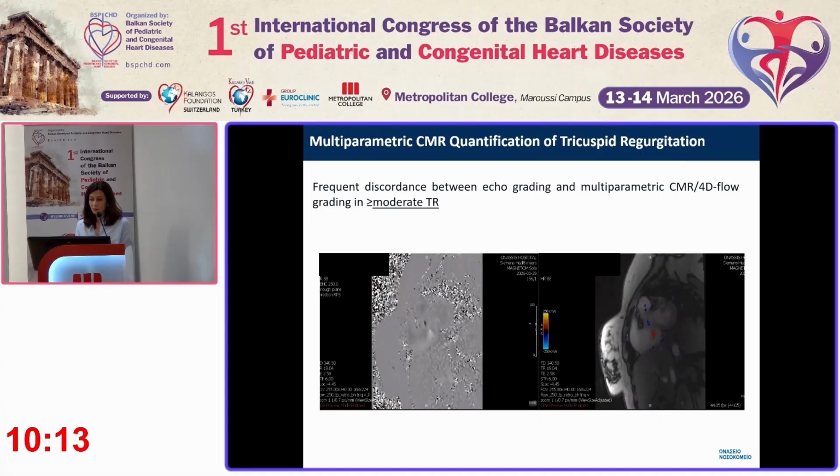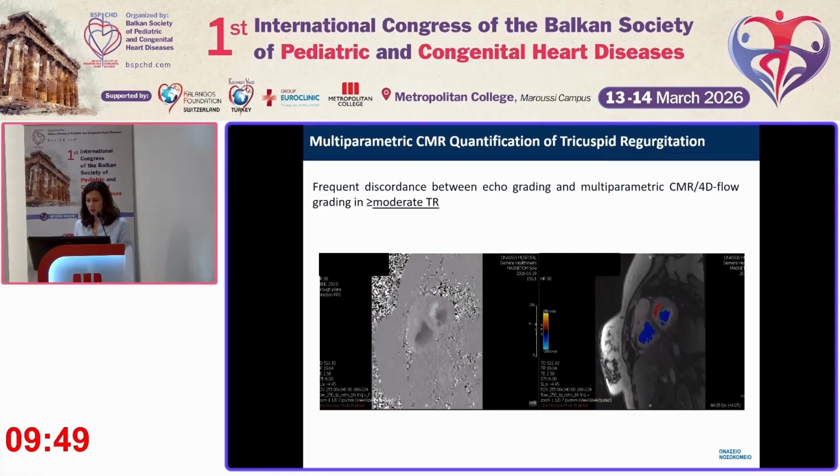So it does happen to encounter discordance between assessments when the TR grading on echo is more than moderate, or if there are intracardiac shunts contaminating the valvular flow. Here is a patient with a mildly dysplastic tricuspid valve, and these are phase contrasts, so like flow movies of the tricuspid valve and the mitral valves in FAS.